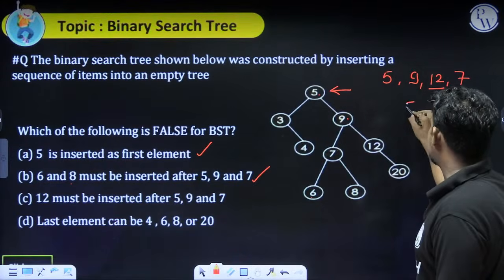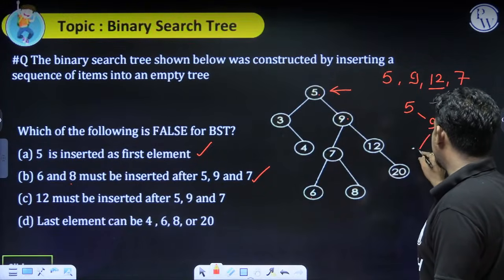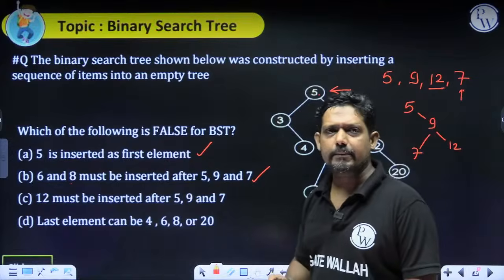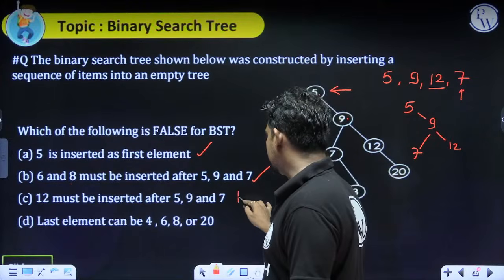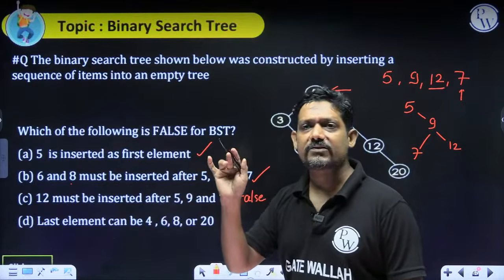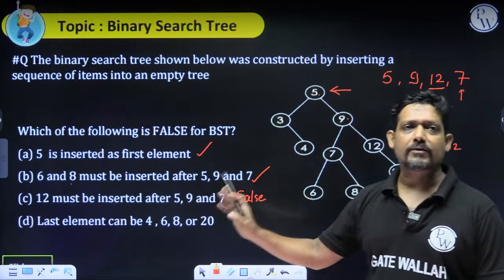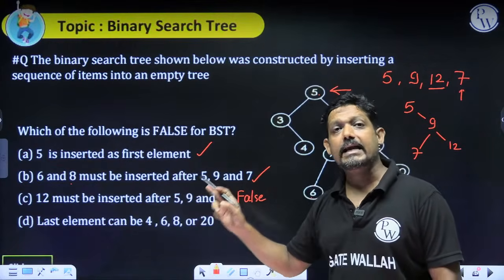So now look at this side, 5, 9, 12, and I am getting the same tree. Okay, I am getting the same tree, and this means this statement is a false statement. C is false. It is not mandatory that 12 comes after 5, 9 and 7.